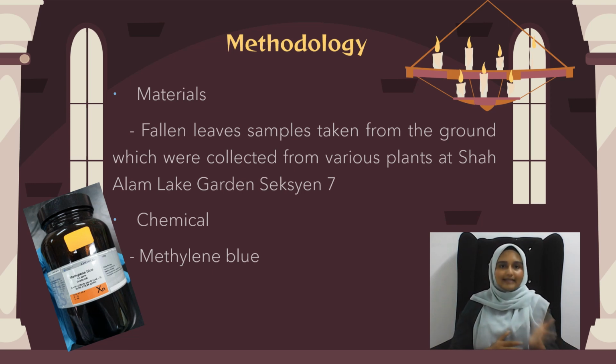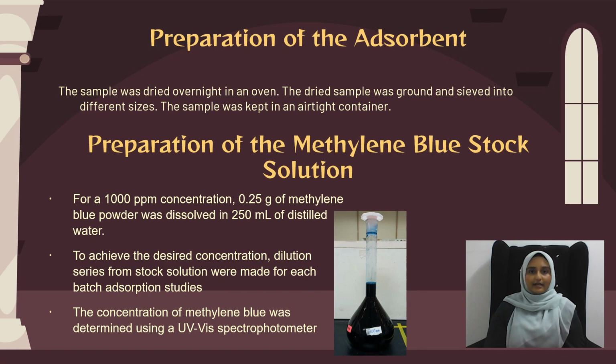So the material used in this study was a pollen leaf sample taken from the ground, which was collected from various plants at Shah Alam Lake Garden Section 7, and the chemical used was methylene blue. Preparation of the adsorbent. The sample was dried overnight in an oven. The dried sample was ground and sieved into different sizes. The sample was then kept in an airtight container.